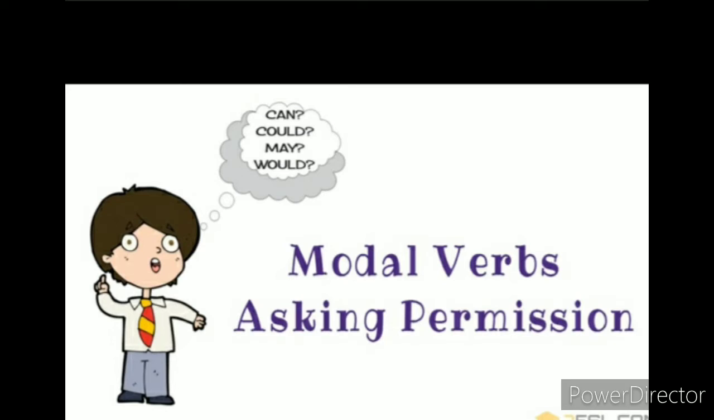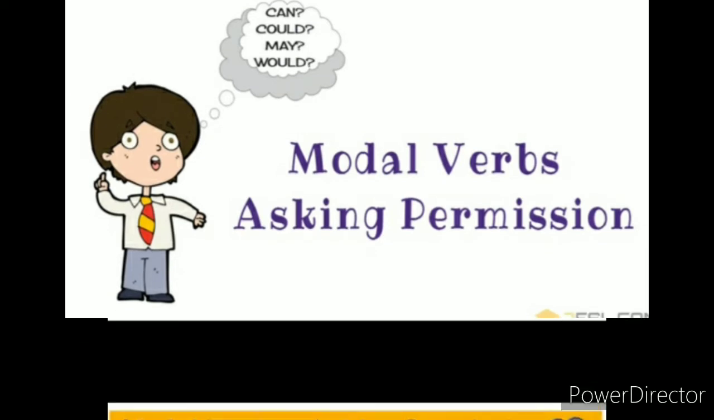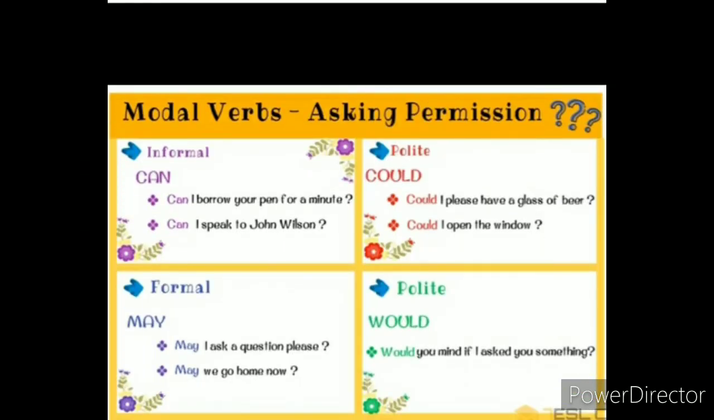And the next we have modal verbs for asking permission. For permission, generally we use the formal way, informal way, or the polite manner. As I defined earlier, can and could both can be used for asking permission also. Can here is used in the informal way.